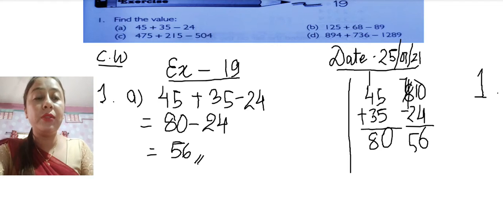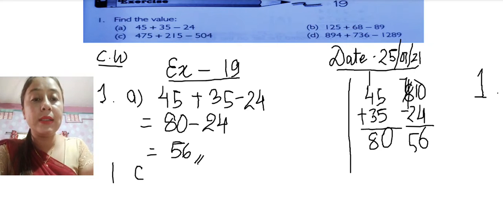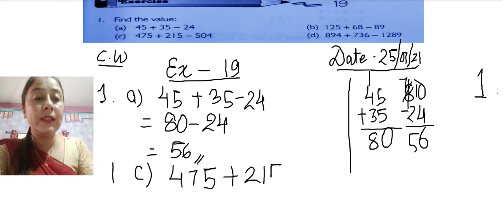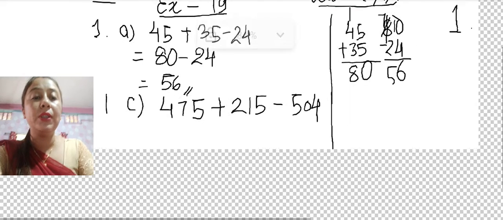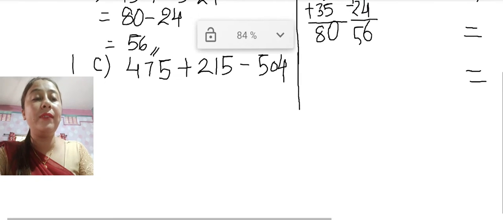Let me copy the question first. 1C. This is 1C. So 475. Okay children, 475 plus 215 minus 504. This is the question, and you will draw a rough. You will not forget to draw a rough column in your copy. Okay. So 475 plus 215.